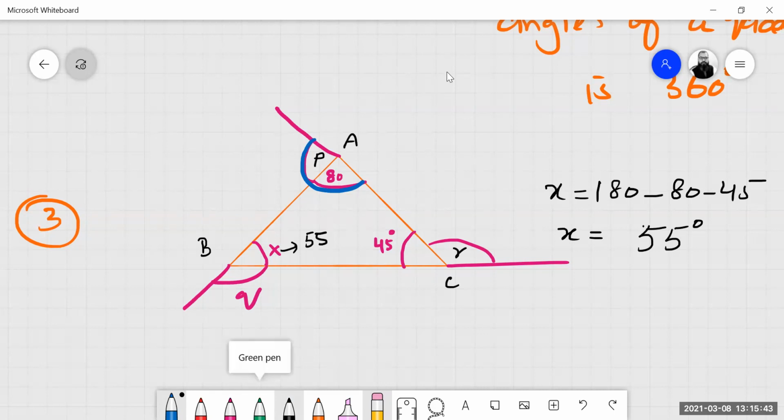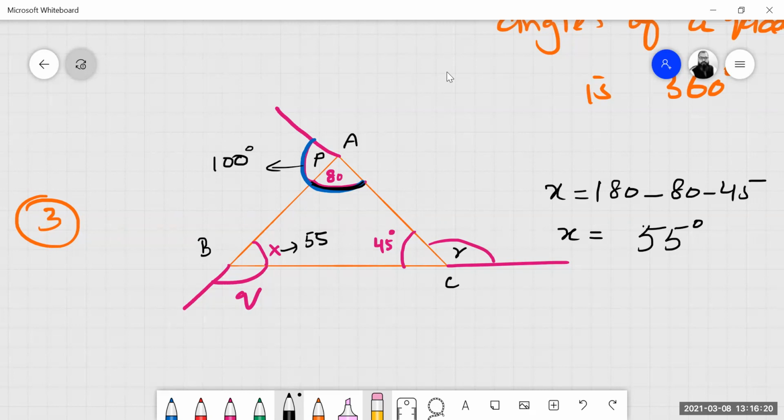So from this black line, this is 80 degrees. So what will be this one? The total is 180, so 100. So P will be 100. Clear for everyone? Yes, sir. So P is equal to 100 degrees.